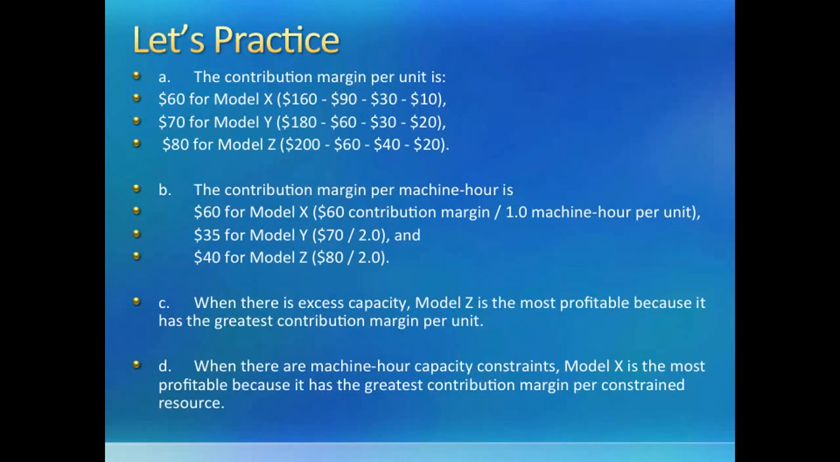Finally, part D says if there is a machine breakdown, meaning machine hours are constrained, then what would be the most profitable product? Since breakdown means we need contribution margin per machine hour, we would choose the most profitable product per machine hour. So for part D, we will choose X, since contribution margin per machine hour is $60 for model X and lower for the two other products. Done.